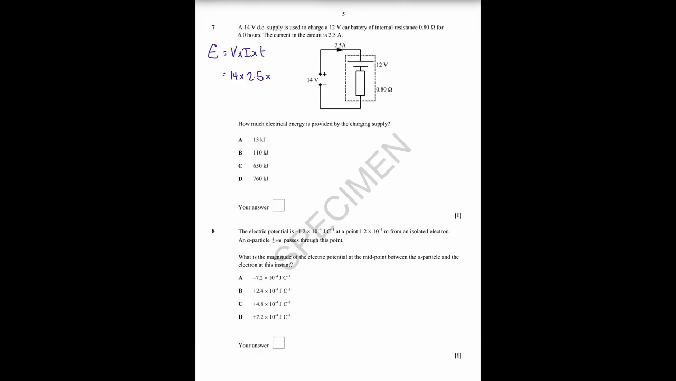And then 6 hours. Well, I've got to convert that into seconds. So 6 times 60 times 60. I'm going to put that in the calculator. And I know that the answer that's coming out from the calculator is D.